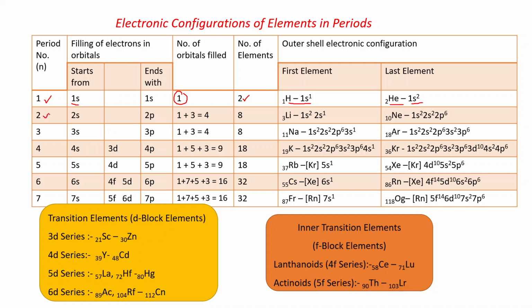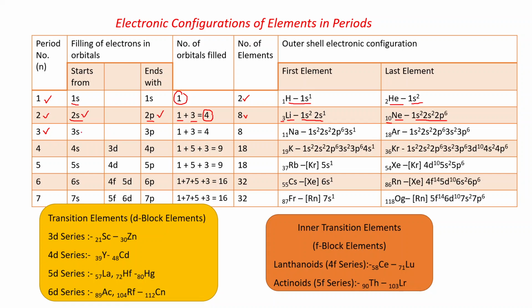Second period, it starts with the filling of the second shell, and in the second shell two subshells are there, 2s and 2p. In 2s there is 1 orbital, in 2p there are 3 orbitals. Total number of orbitals which are filled in the second period is 4. That's why the number of elements is 8. And these elements start from lithium, atomic number 3, electronic configuration 1s2, 2s1, and this will end at neon, atomic number 10, 1s2, 2s2, 2p6.